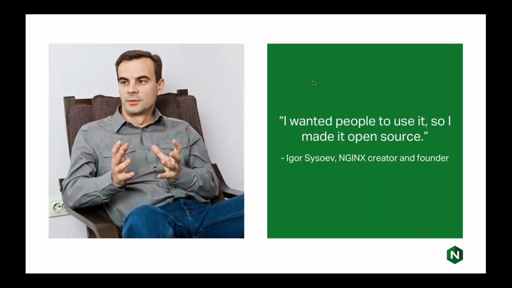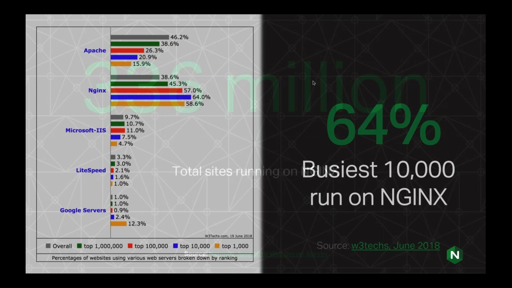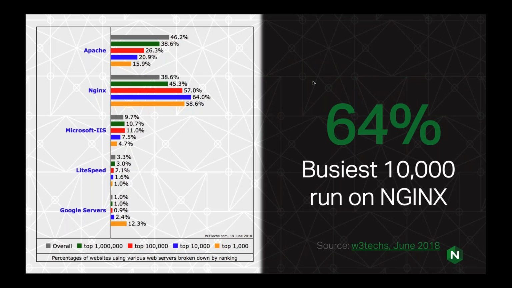So how did this all start? Igor Sysoev says, "I wanted people to use it, meaning NGINX, so I made it open source." That's been very successful. The care and rigor that Igor and the engineering team have devoted to developing, maintaining, and supporting NGINX over the years have been so impressive. Today, 336 million total sites run on NGINX, and that's something like 40% of the internet. And that is actually skewed toward the busier sites. 64% of the busiest 10,000 sites run on NGINX.